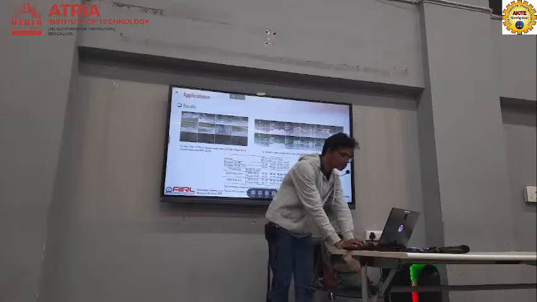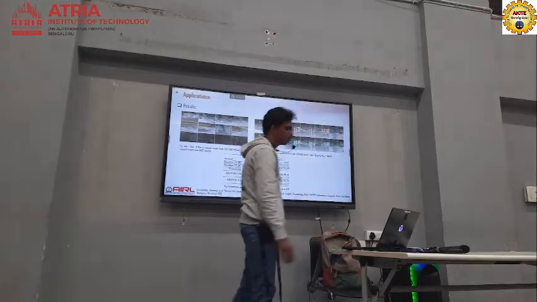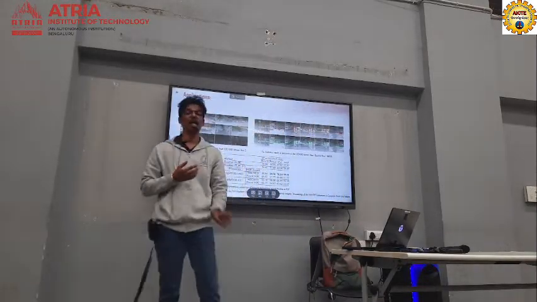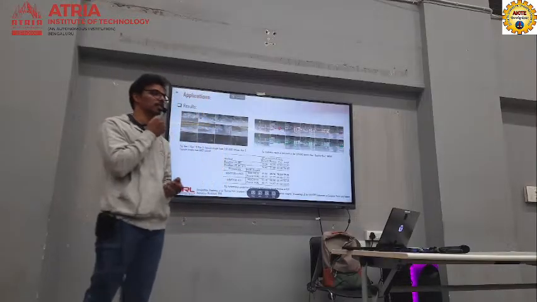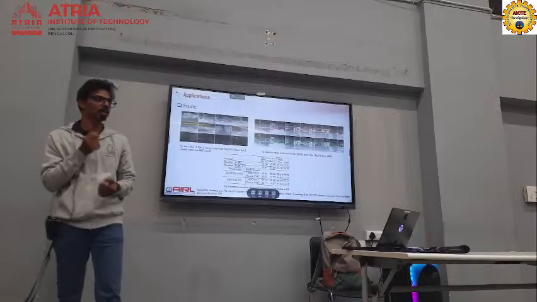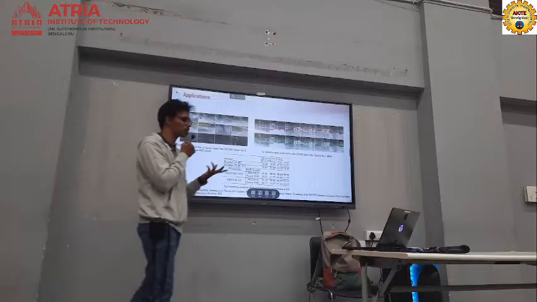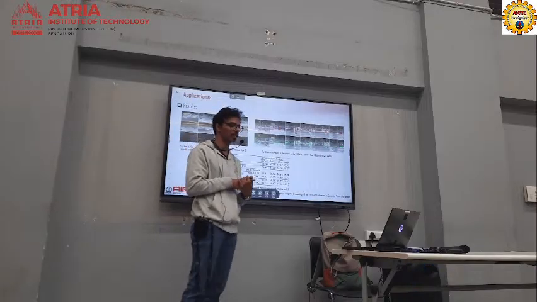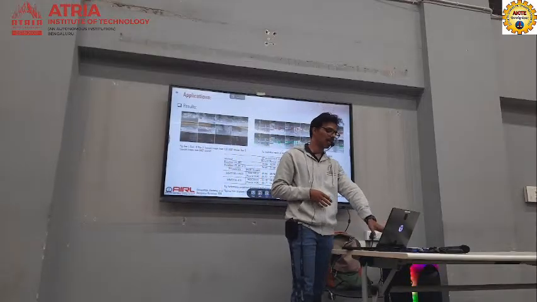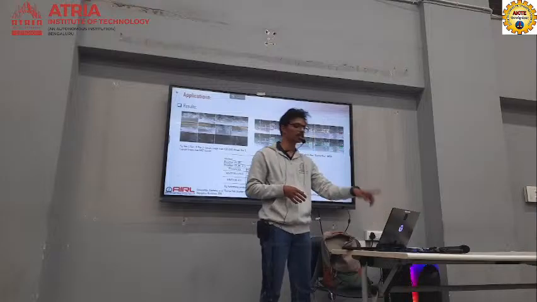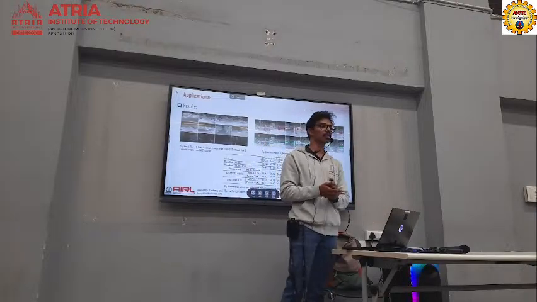And MS COCO and Pascal VOC are again large-scale data sets which are used for a variety of tasks like classification, semantic segmentation. There are a lot of tasks again on both MS COCO and Pascal VOC. They are considering RGB images from these two, and they are evaluating on the target, that is thermal images. They are not considering co-registered images.